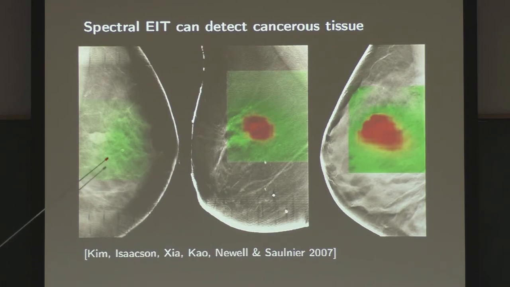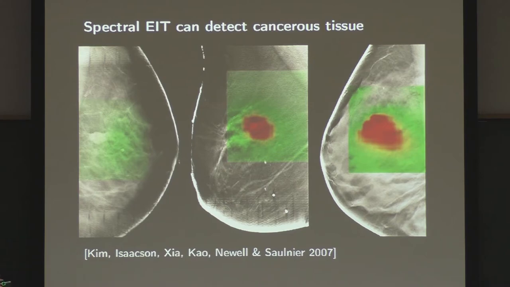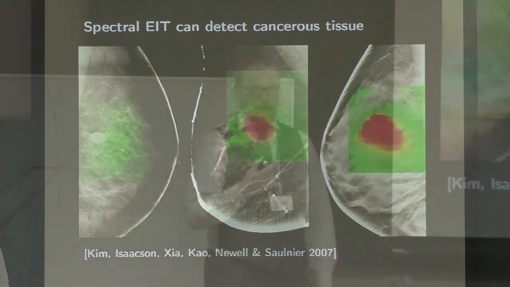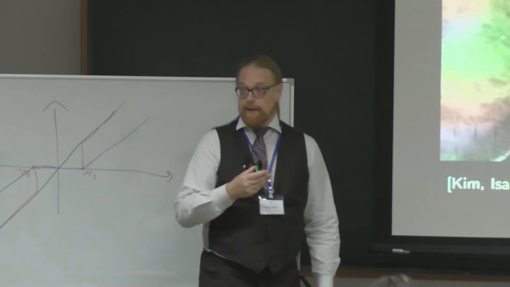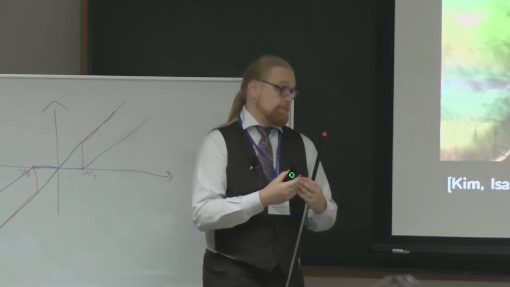So this is not cancer, this is just a benign tumor. These two have cancer, and this is one of the potential uses of electrical impedance tomography, because in X-ray images, the cancer is not really so different from healthy tissue. I mean, the X-ray attenuation is pretty much the same.